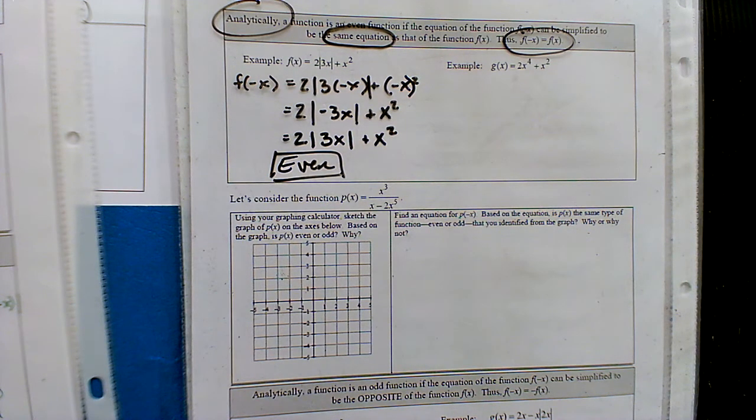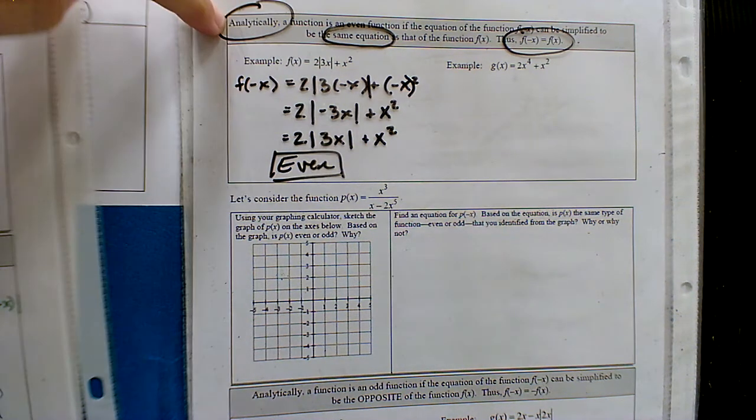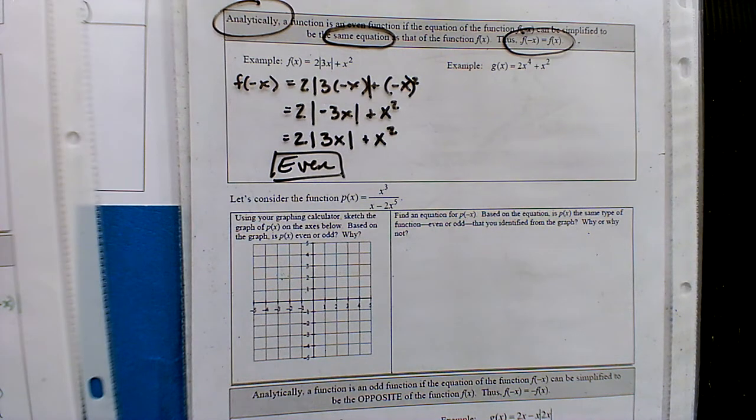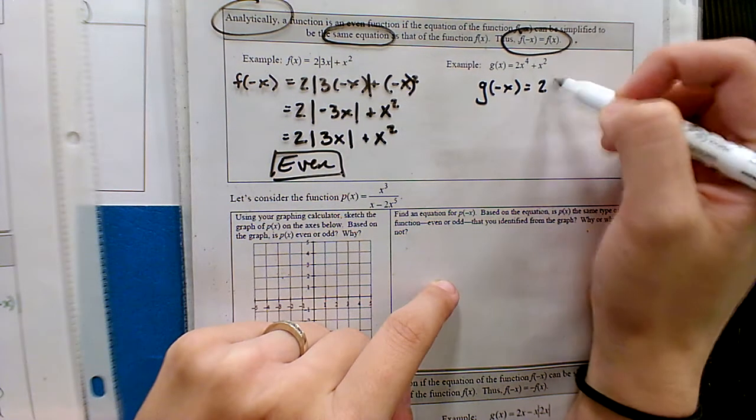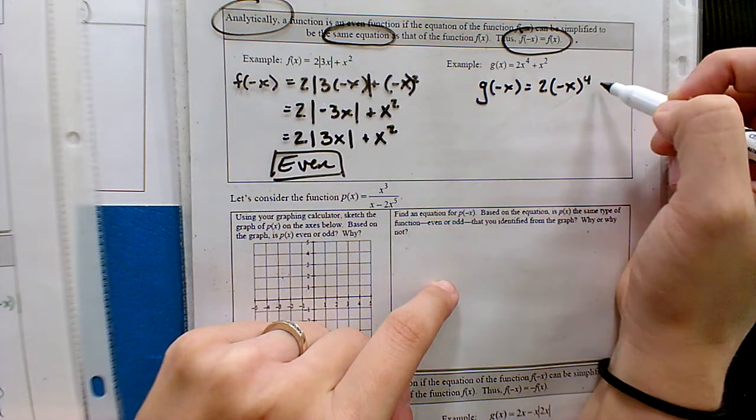If we actually had a graph of it, we would be able to fold it left and right over the y-axis and it would match up on itself. But no graph is needed because we did it by hand, analytically. So we're trying to see if we plug in negative x, do we get the same function out? Let's try the next one. We're going to plug in negative x for every x.